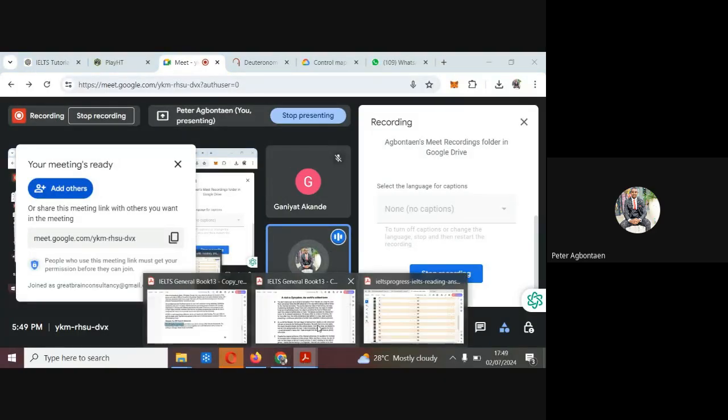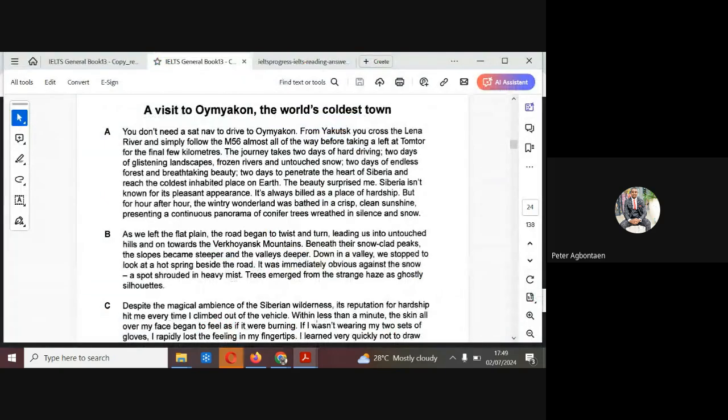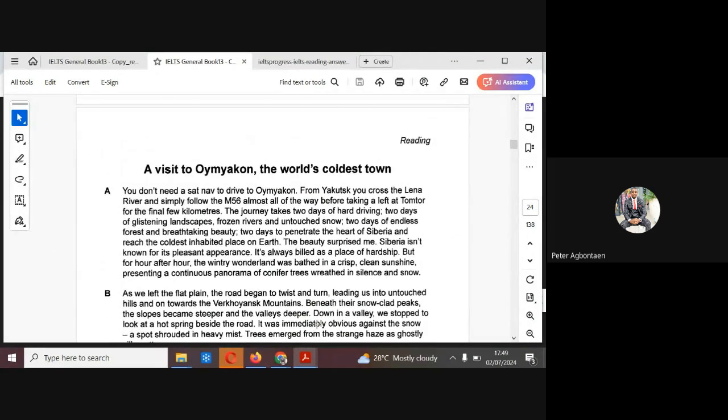Okay, so the reading question type that we want to consider today is what we call paragraph headings match. So let me quickly discuss with you what the task requirement of this question is, I mean, what paragraph headings match questions want you to do. Then I'll discuss the strategies and then we'll also practice.